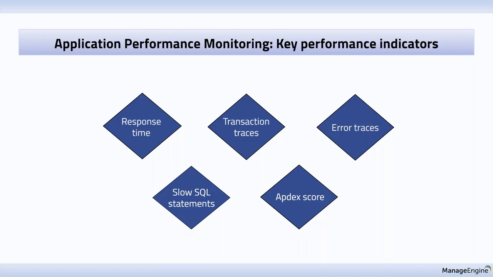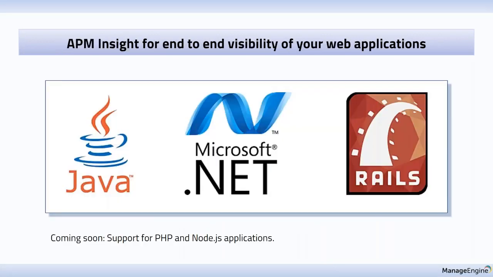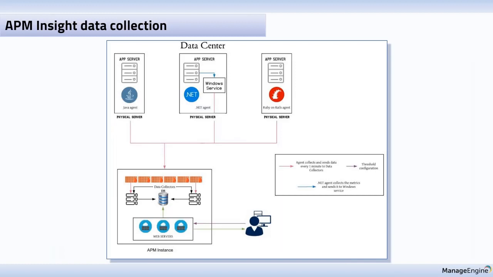And this will help the DevOps team to analyze and rectify any issue at the code level. Also, the application might be slow because of a query running in an infinite loop due to bad code, and finding and analyzing this code will help to identify the issue and rectify it. So the APM Insight solution supports end-to-end visibility for web applications built on technologies like Java, .NET and Ruby on Rails. In future, we are going to support applications for PHP and Node.js as well.